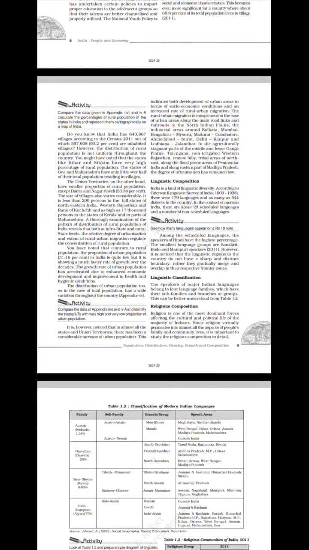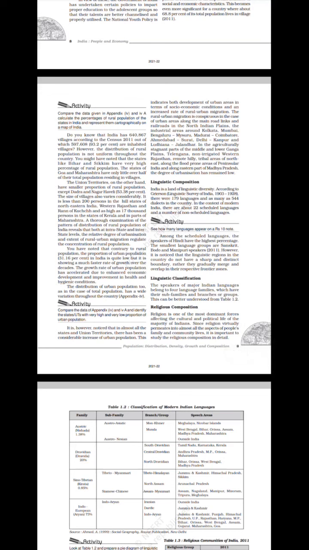Appendix 4. Activity. Compare the data of Appendix 4 and 4a and identify the states and UTs with a very high and very low proportion of urban population.